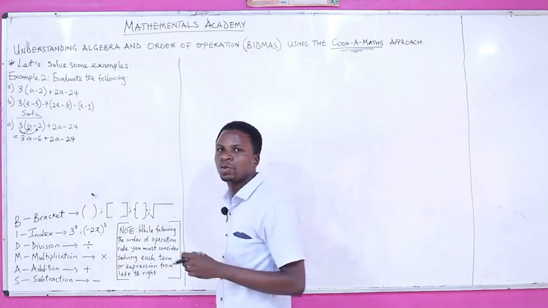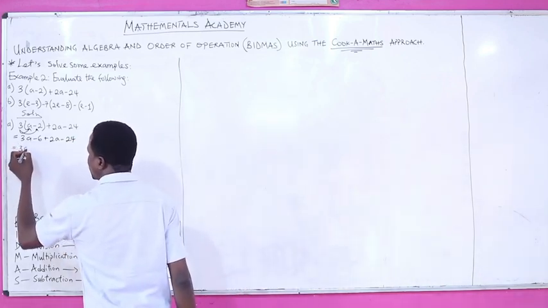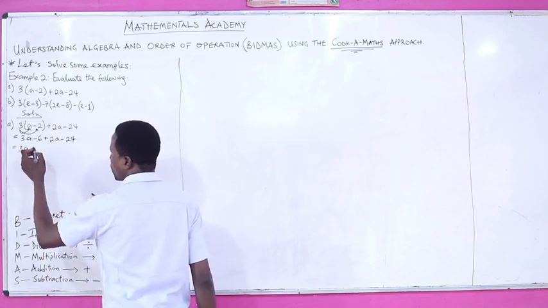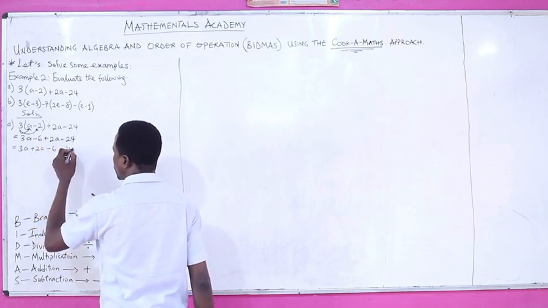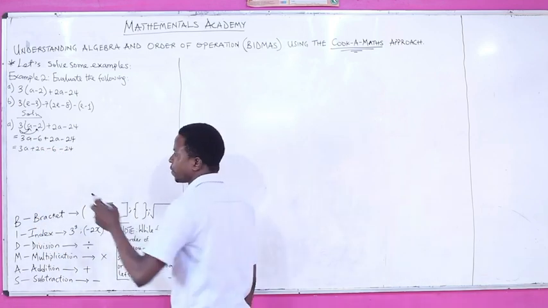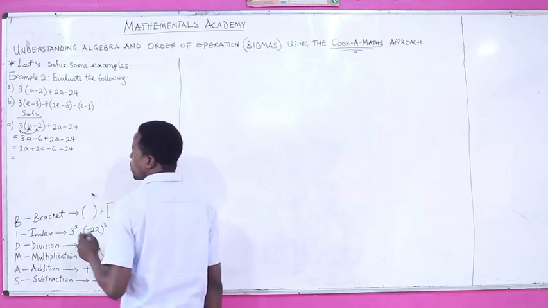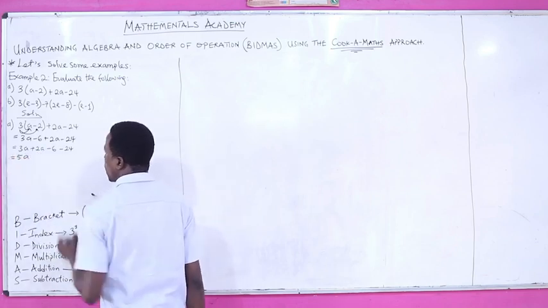The next thing we are going to do is to collect like terms. So it will be equals to, we have 3a here already. Then 2a comes here and we have plus 2a. Then we have minus 6 minus 24. We solve. So here we have 3a plus 2a. So it's just like 3 apples plus 2 apples. So what we have is 5 apples.